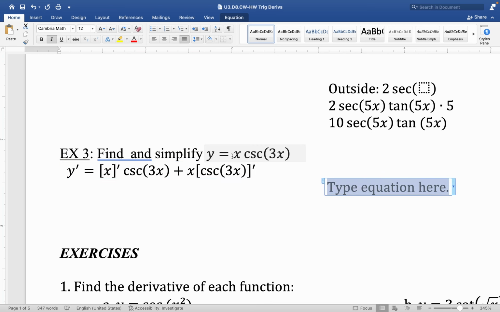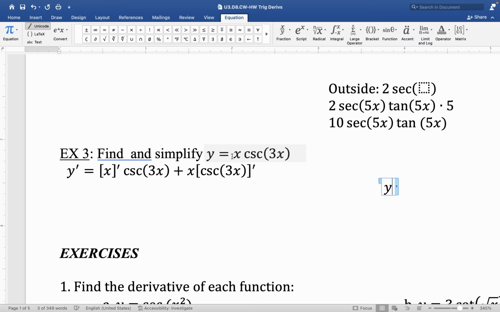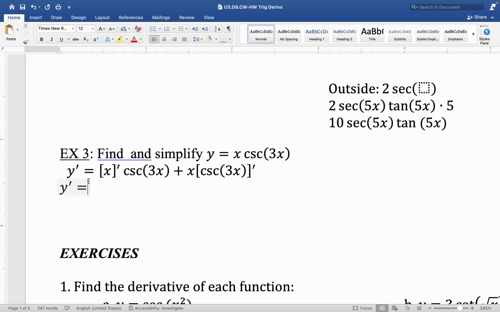So what will that give us? I think that we're going to get y prime equals, so obviously the derivative of x is just 1, so 1 cosecant of 3x. You don't need to write the 1, but whatever. Plus x times the derivative of this guy right here. Now that term, the cosecant of 3x, that is a composition, and so we're going to need to use the chain rule. The outside function is cosecant blank.